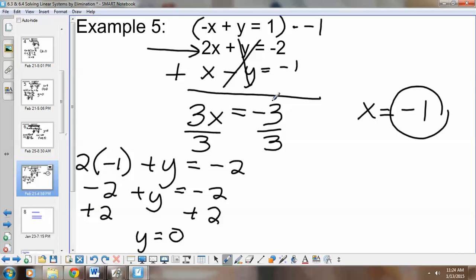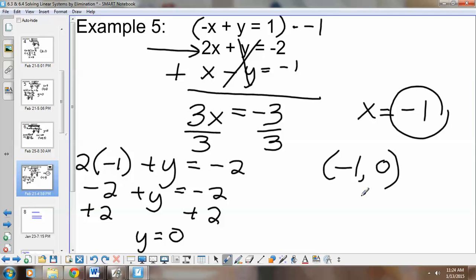Okay, the last thing I need to do is write my ordered pair. So we have negative 1, 0. How many of you think the other 2 methods are challenging? Okay, you like this one better? I told you what I thought you would. We're going to like it better tonight, and then tomorrow when we come back, you're not going to like it.